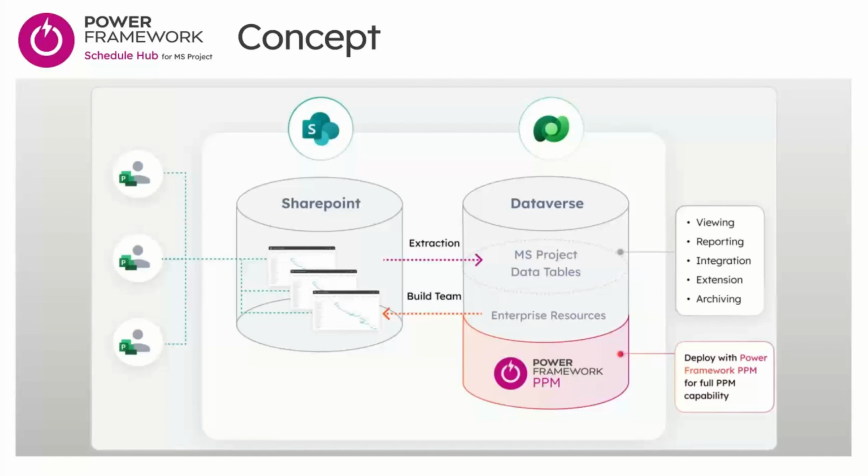Dataverse also is the place where we can extend through AI, Copilot features, and so on, automations with Power Automate. All of that has Dataverse really at the heart of it. So Dataverse, as the database of the Power Platform, uniquely versatile, is a great place to extract our data. And with that, we're enabling viewing and reporting, integration, extension, but also archiving of data.